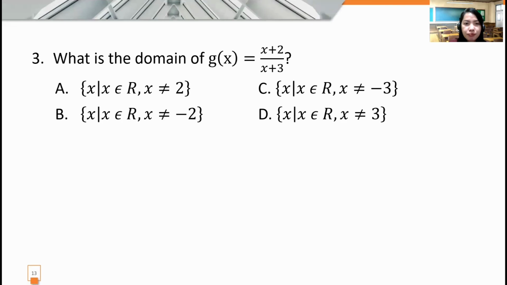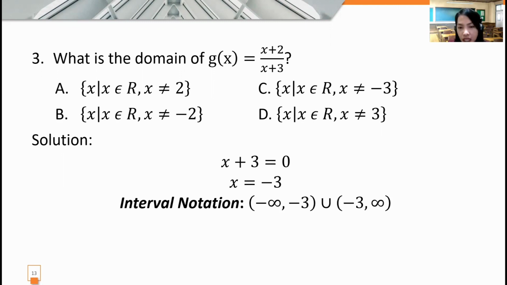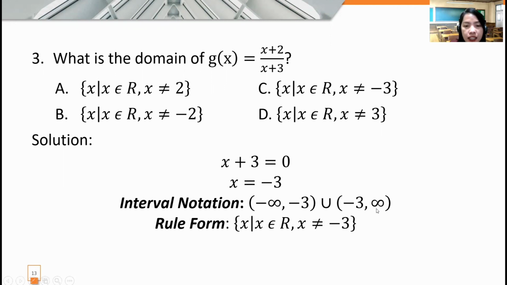Number 3. What is the domain of g of x equals x plus 2 all over x plus 3? So for the solution, we're going to get the denominator x plus 3 and equate that to 0. Get the value of x, that is negative 3. So the interval notation, that is negative infinity, or the union of these two sets. That is in the rule form in letter C.